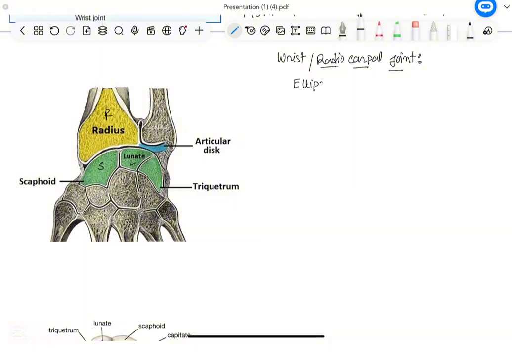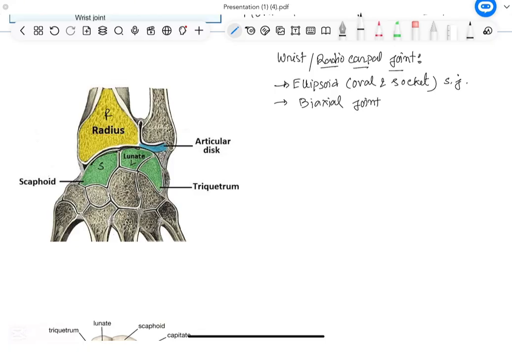What type of joint is it? It is an ellipsoid variety, meaning oval and socket-like surfaces are attached. So it is an ellipsoid variety of synovial joint, and it is a biaxial joint. What are the axes of movement? The transverse axis and the anteroposterior axis. Mainly the movements in this biaxial joint are flexion and extension, and adduction and abduction.